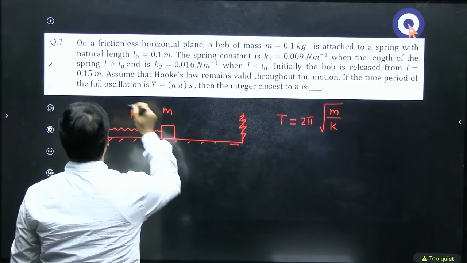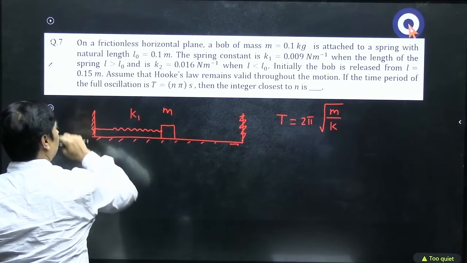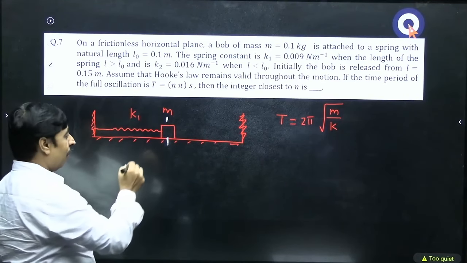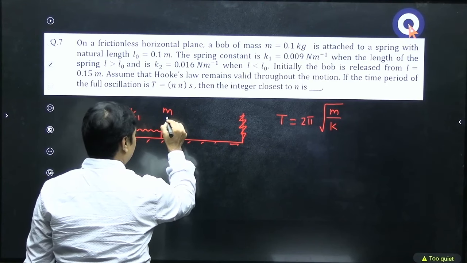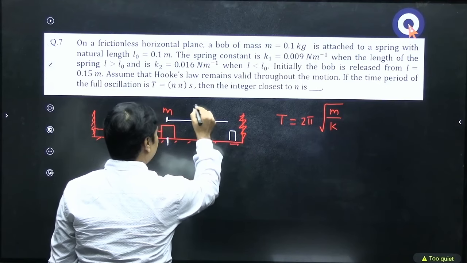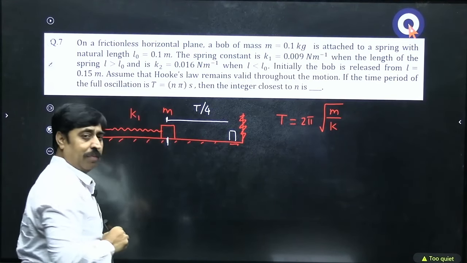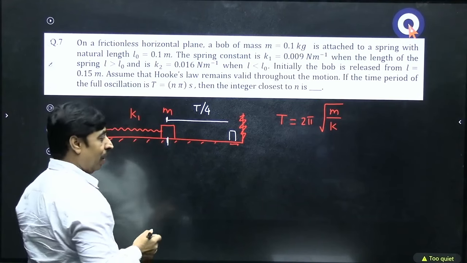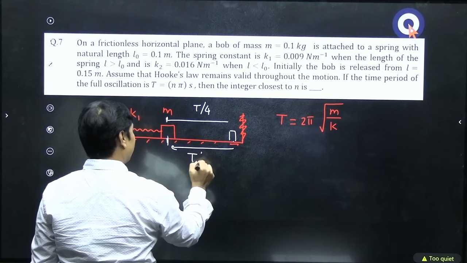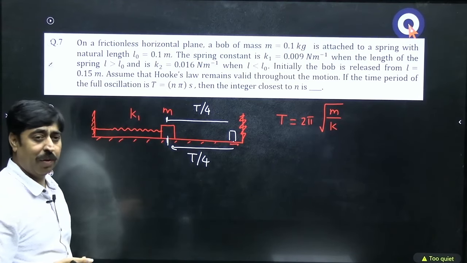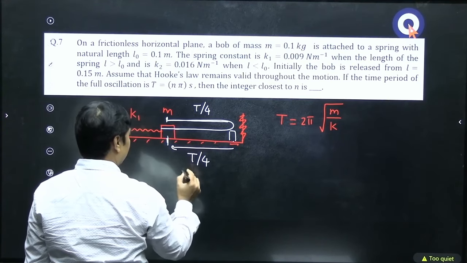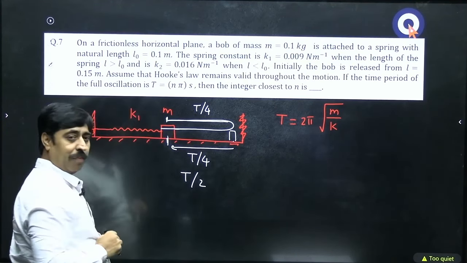Now, when the block is performing oscillation, let us say this is the mean position, this is the equilibrium position. Starting from the mean position, reaching the extreme position, the block takes T by 4 time, I mean 1/4 of the time period. And then moving back from the extreme position to the mean position, the block again takes T by 4 second. So, the total time consumed in making this half oscillation is T by 2, right?